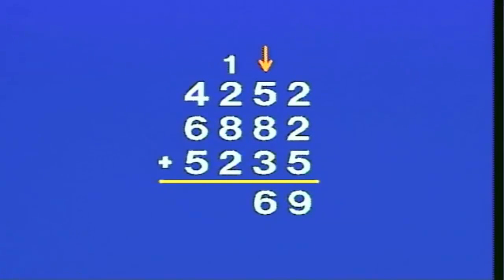And now our thinking turns to the next column and we're adding 1 and 2, which is 3, then 3 and 8, 11, 11 and 2, 13. So we have 13, we'll write down the 3 here and carry the 1 to the next column.